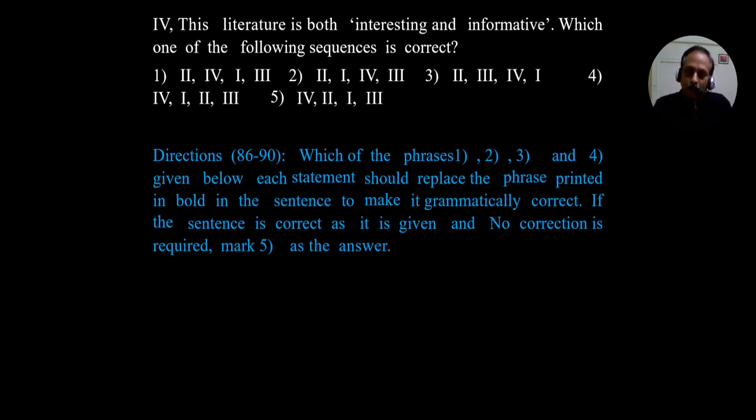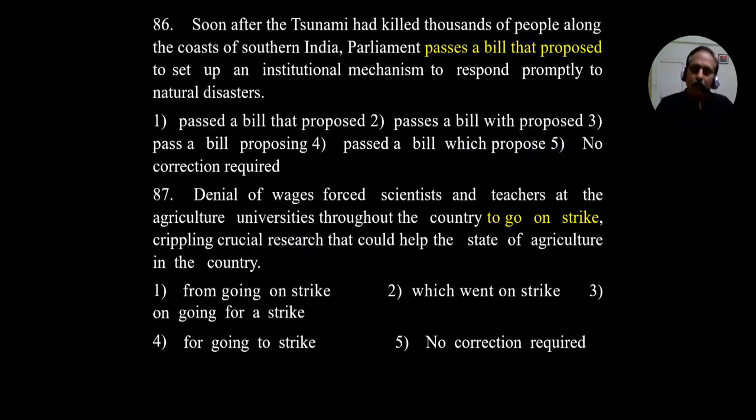Which of the phrases 1, 2, 3, and 4 given below each statement should replace the phrase printed in bold in the sentence to make it grammatically correct? If the sentence is correct as it is given and no correction is required, mark 5 as your answer. You should get all the 5, should not be a problem. Soon after the tsunami had killed thousands of people along the coasts of southern India, Parliament passes a bill that proposed to set up an institutional mechanism to respond promptly to natural disasters.